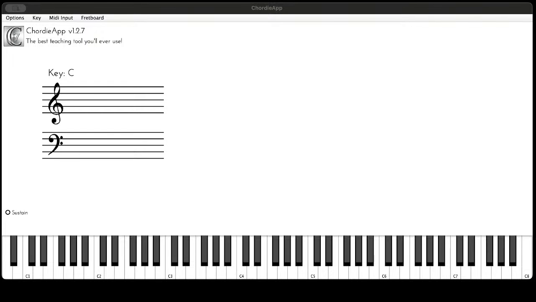1, 2, 3, 4. 3, 4. 1, 2, 3, 4. And 2 and 3. And 2 and 3.